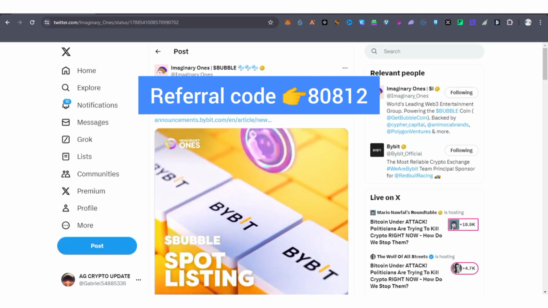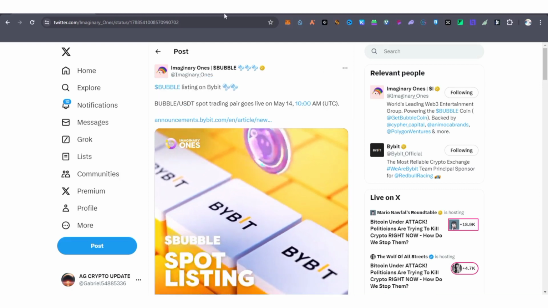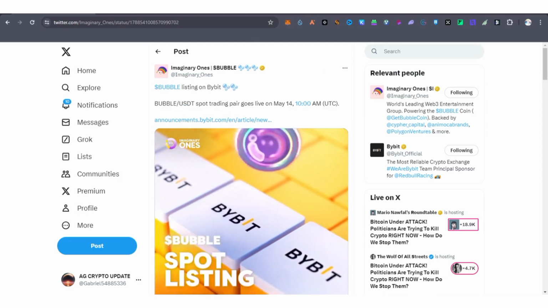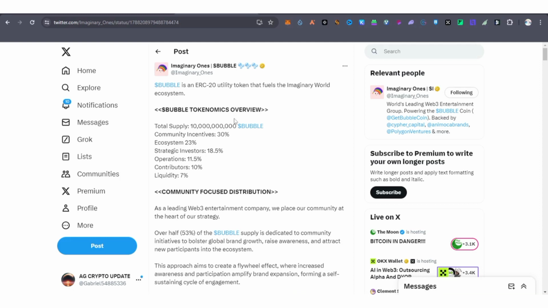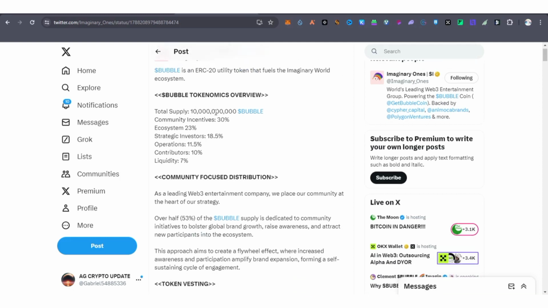All right guys, so apart from the listing on Bybit exchange, you need to know about their tokenomics. For those of you that don't have any idea on the Bubble tokenomics, Bubble is an ERC20 utility token that fuels the imaginary world ecosystem. Bubble tokenomics overview: total supply 10 billion Bubble, community incentives 30%, that is for all that participated in the Bubble Airdrop campaign. Ecosystem is 23%, strategic investors 18.5%, operation is 11.5%, contributors 10%, liquidity is 7%.